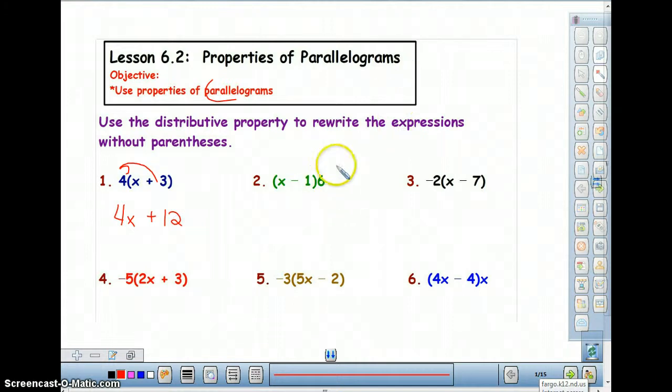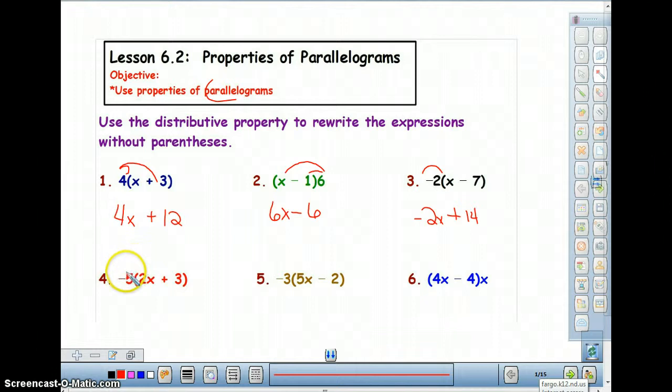Same thing can be here, even though it's backwards. I just have to do it in the order that it's given to me in the parentheses. So I'm going to take 6 times x first and get 6x minus, I also need to take 6 times 1 and get 6. So my answer is 6x minus 6. Here I have negative 2 times x. I get negative 2x. Now I have to be careful because I have a negative on the outside and a minus on the inside. That is going to give you a plus 14.